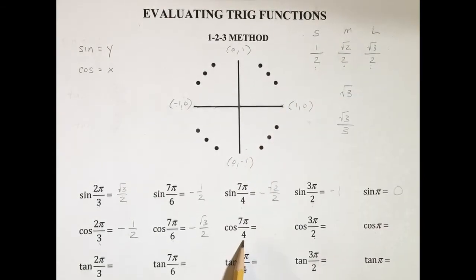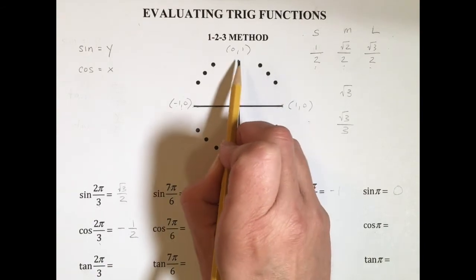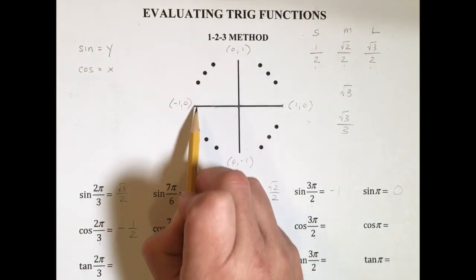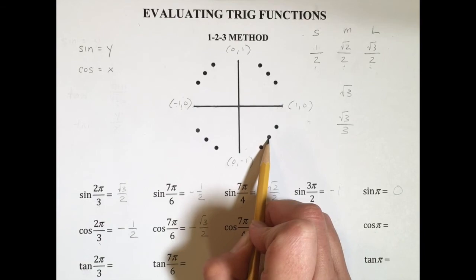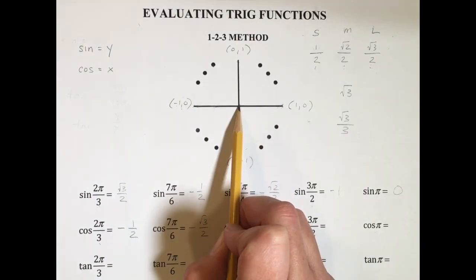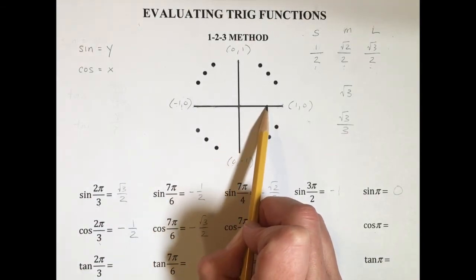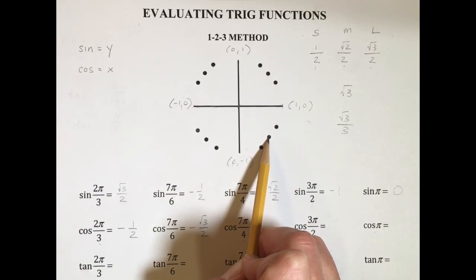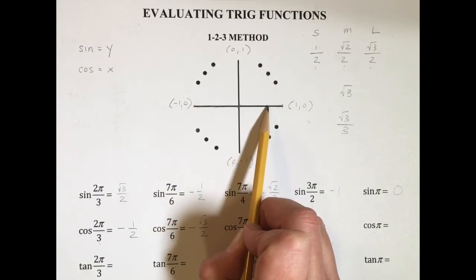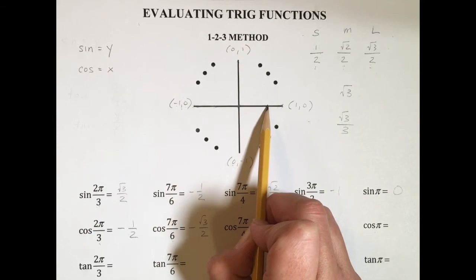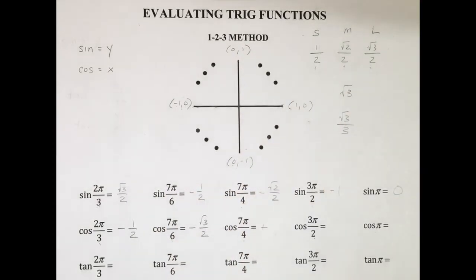Let's see where 7 pi over 4 is. 1 pi over 4, 2 pi over 4, 3, 4, 5, 6. Here's 7 pi over 4. To get to 7 pi over 4, you would go to the right a medium amount and down a medium amount. We're going to the right, so it's positive, and we're going to the right a medium amount, it's positive radical 2 over 2. Cosine of 3 pi over 2 should be easy.